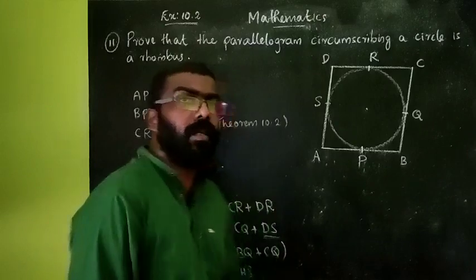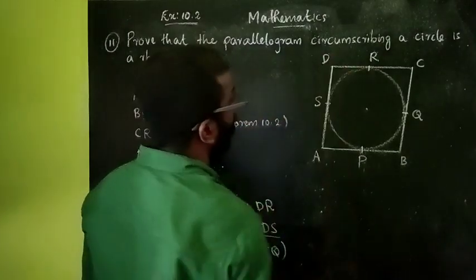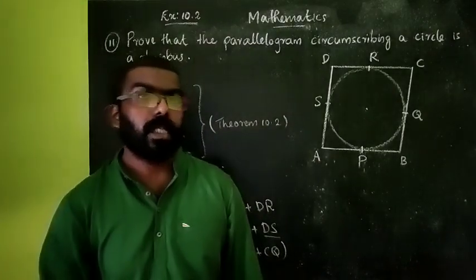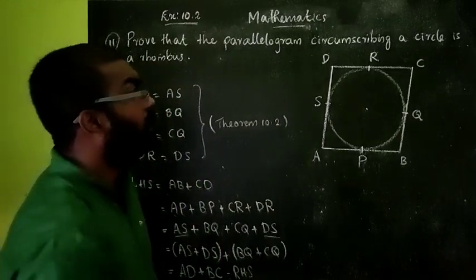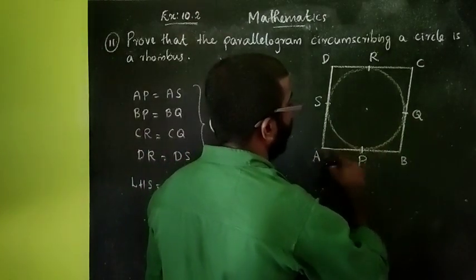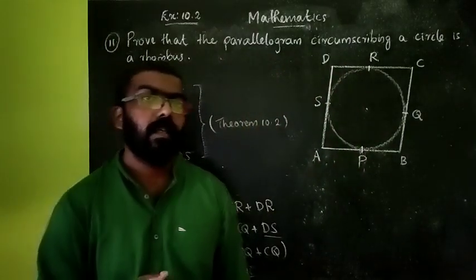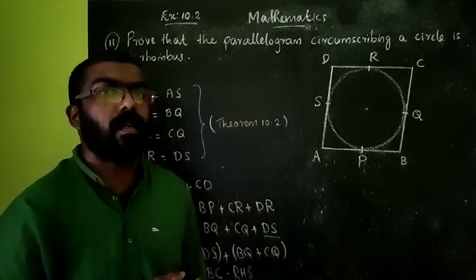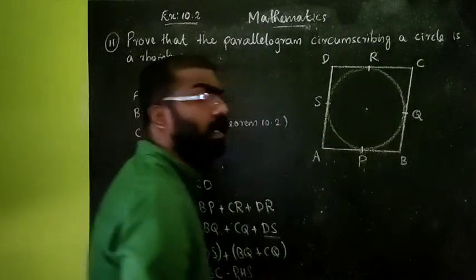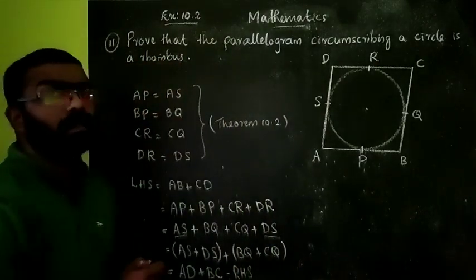Now we move on to question number 11. Prove that the parallelogram circumscribing a circle is a rhombus. It is similar to the previous question, question number 8. The only difference is that instead of a general quadrilateral, we are given a parallelogram. In the last problem we discussed a general quadrilateral. So here ABCD is a parallelogram. We have to prove ABCD is a rhombus.